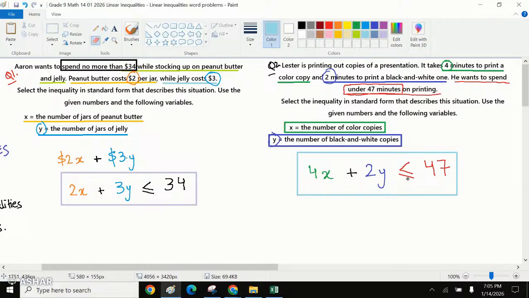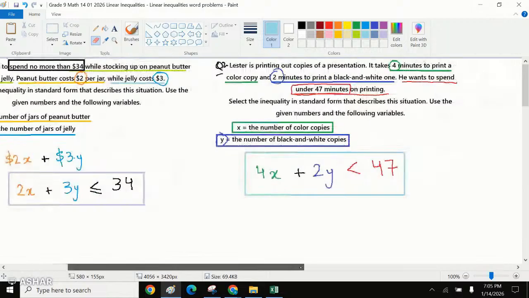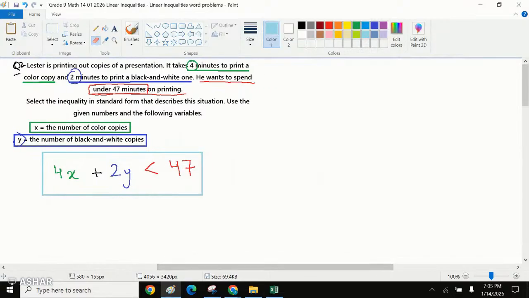No more means, oh, sorry, it cannot be equal. He wants to spend under, less than, right? So that is only 47. He cannot use 47 minutes. He wants to do 46 minutes, 50 seconds, but he does not want to use 47. Therefore, we do not put an equal in this, okay?